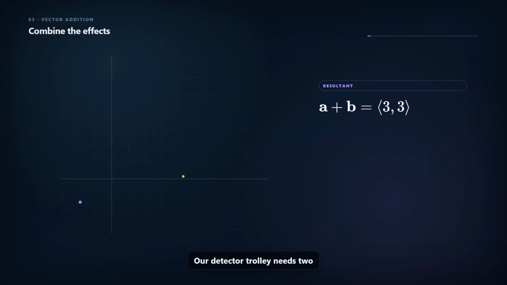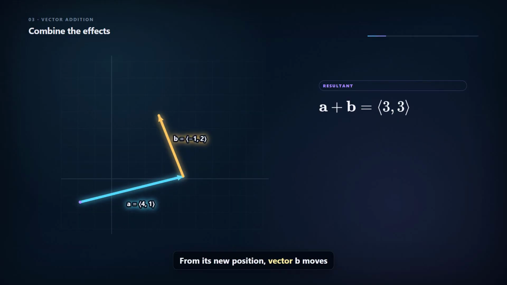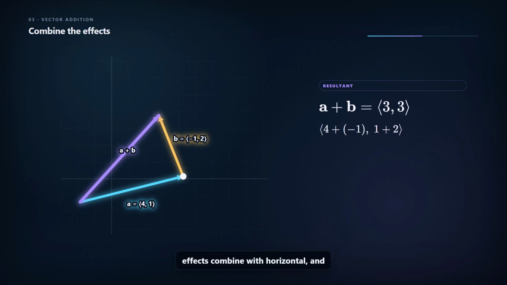Our detector trolley needs 2 corrections. First, vector A moves 4 right and 1 up. From its new position, vector B moves 1 left and 2 up. Place the tail of B at the head of A. The one move from the first start to the final finish is A plus B, 3 right and 3 up. We add components because horizontal effects combine with horizontal, and vertical effects combine with vertical.